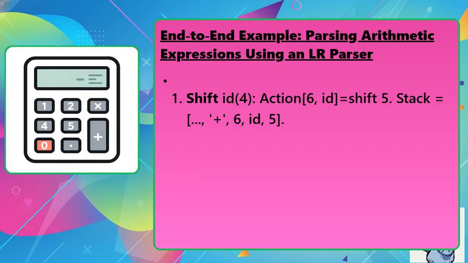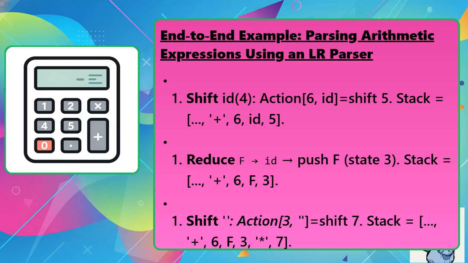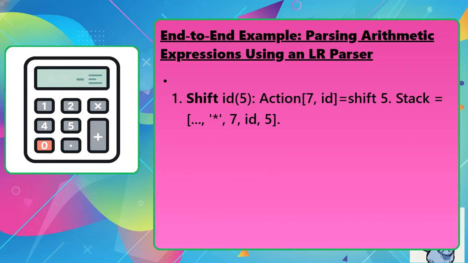Step 6: shift id 4: action[6, id] = shift 5. Stack = ... + 6 id 5. Step 7: reduce F → id, push F state 3. Stack = ... + 6 F 3. Step 8: shift star: action[3, *] = shift 7. Stack = ... + 6 F 3 * 7. Step 9: shift id 5: action[7, id] = shift 5. Stack = ... * 7 id 5.